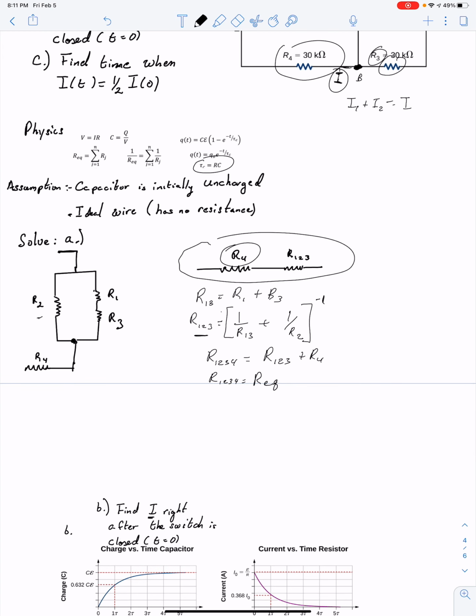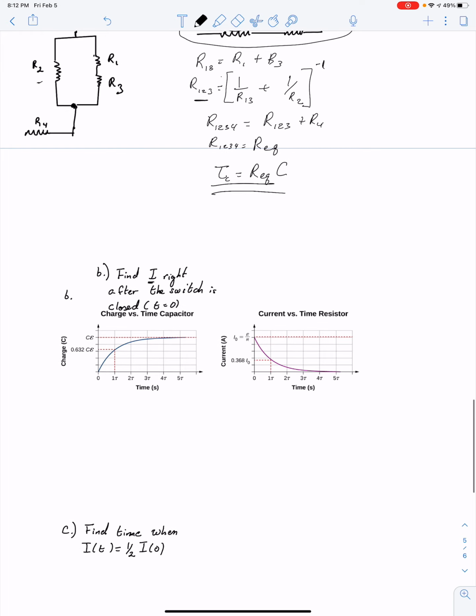With that, I'm not going to actually calculate the numbers, but I can now use my equation: the time constant tau equals the equivalent resistance times C, which is the only capacitor, and you get the time constant. And that's it. Too simple.